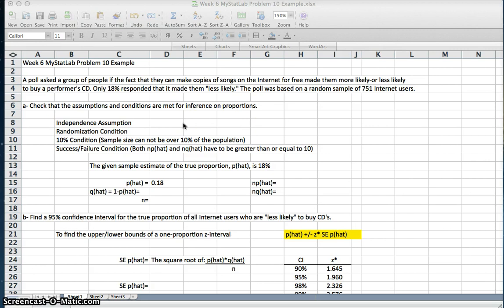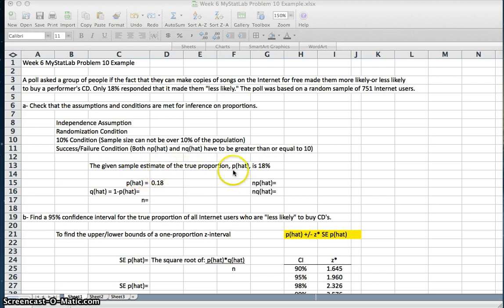We're going to move on to the fourth condition, the 10% condition. Sample size cannot be over 10% of the population. Well, I don't think 751 internet users is over 10%, probably a very small percentage. And then our last condition is the success/failure condition. So we have to have both n p hat and n q hat be greater than or equal to 10. So let's go ahead and make that calculation.